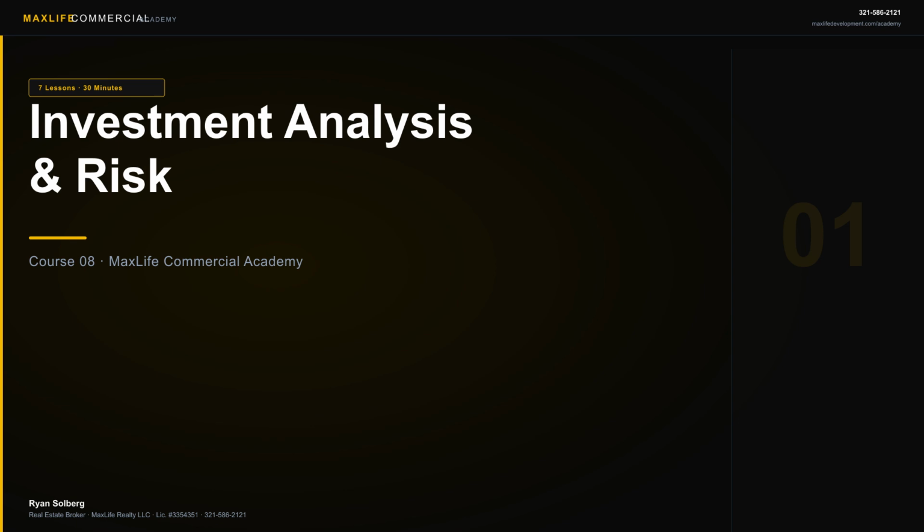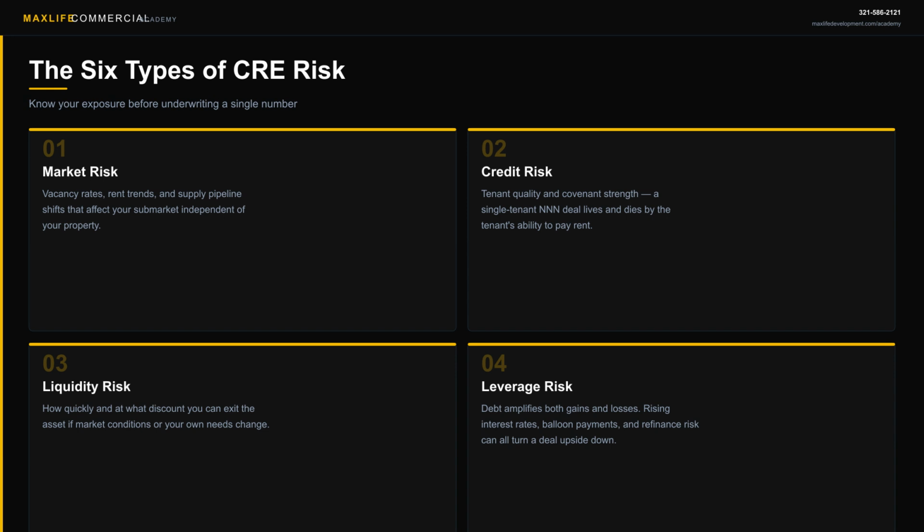Let's get into it. Before you can analyze risk, you need a clear taxonomy of what you're actually measuring. Commercial real estate deals carry at least 6 distinct categories of risk, and professional investors evaluate all of them before underwriting. Market risk is external. It's about what's happening to vacancy rates, rent growth, and new supply in your specific submarket. A property can look great on paper until you realize 3 new competing buildings are delivering in 18 months.